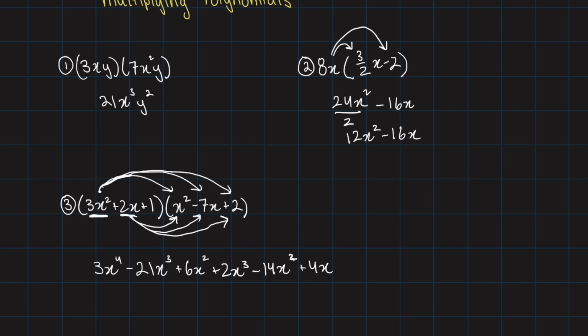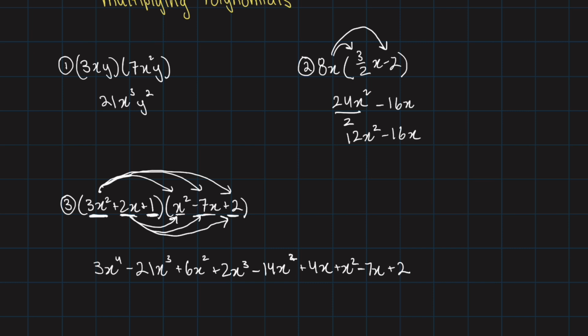And now lastly, we multiply this last term, which is 1, with everything in the second set of brackets. So 1 times x squared is just x squared. 1 times negative 7x is just negative 7x. And then 1 times 2 is just 2.